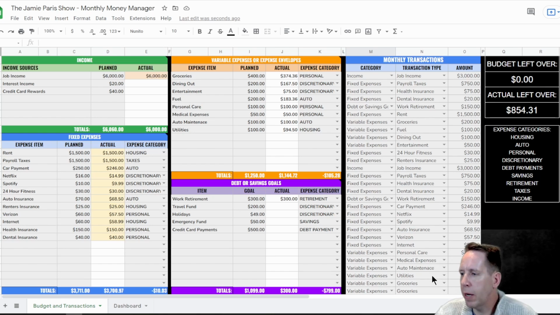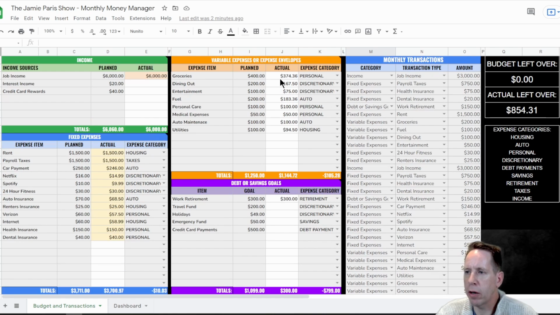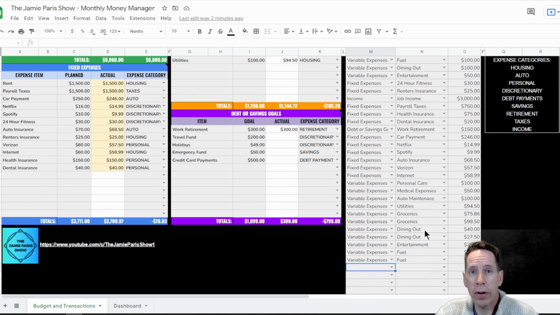Our utilities came in at $94.50, so a little bit less than we planned for. And then for our groceries, we only spent $75.86 one week and then $98.50 the other week, so we actually had a little bit of savings there for the month. Same thing with our dining out. We only spent $40 one weekend, then $27.50, and entertainment, we only spent $25. We went out one more time during the month.